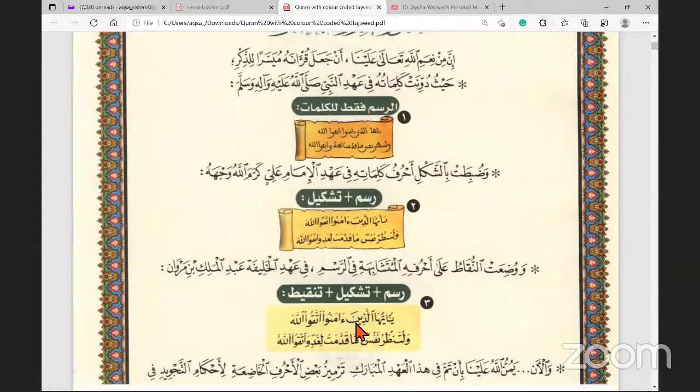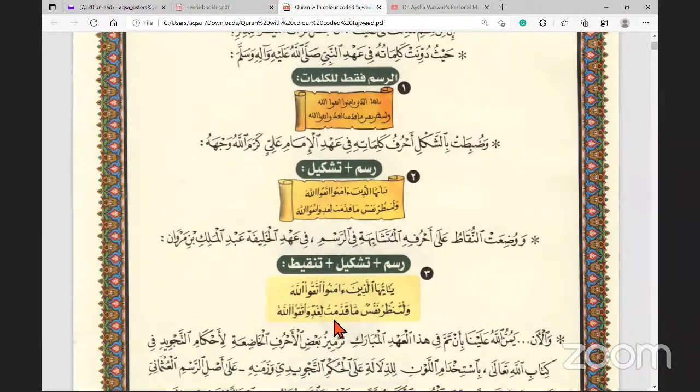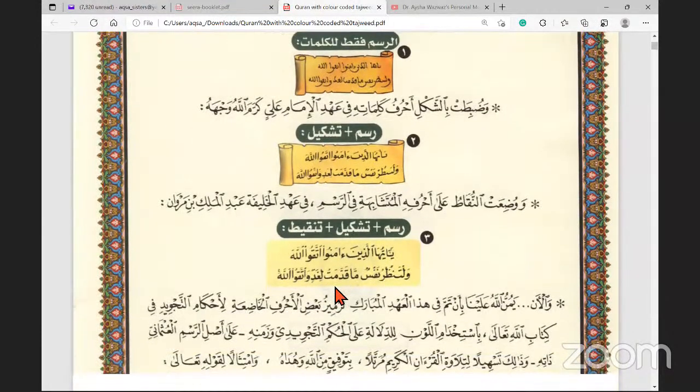Some dots were added, some indication of Fatha, Dhamma, Kasra were added as well in order to bring about those differences. By the way, this is Ya ayyuhalladhina amanu taqullaha wal tanzur nafsum ma qaddamat lighad wattaqullah. This is the same thing, and so is this.